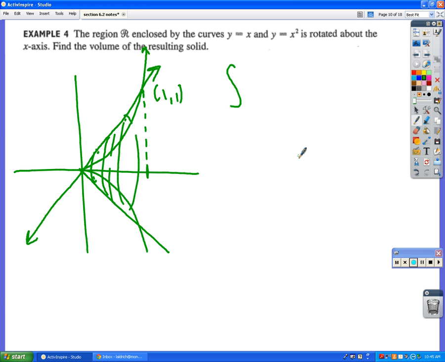So we're going to go from what to what? We're gonna go from 0 to 1. Pi. Which one do we want to cross first, right? So y equals x on top, minus x squared. Get it all together, and that is the radius of the shape.